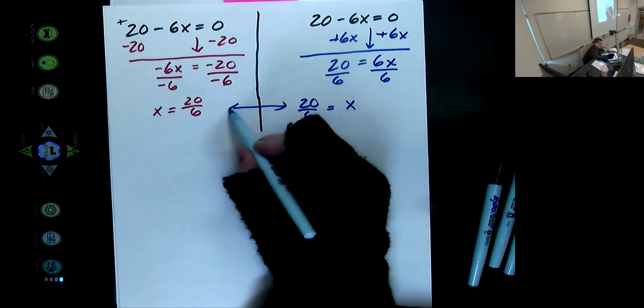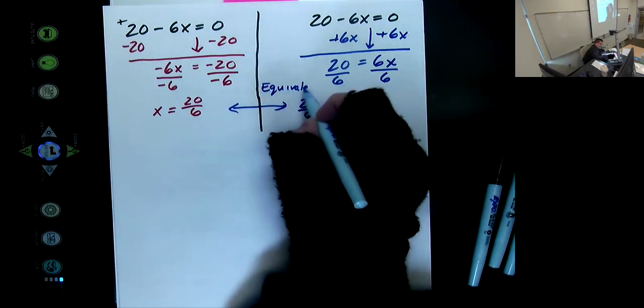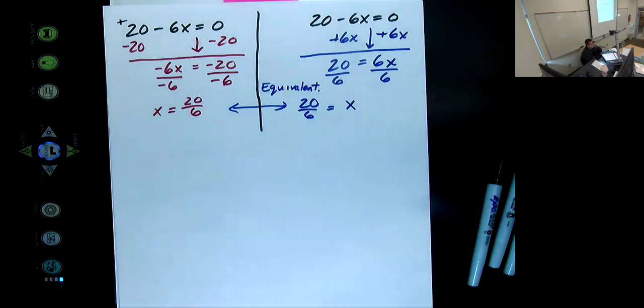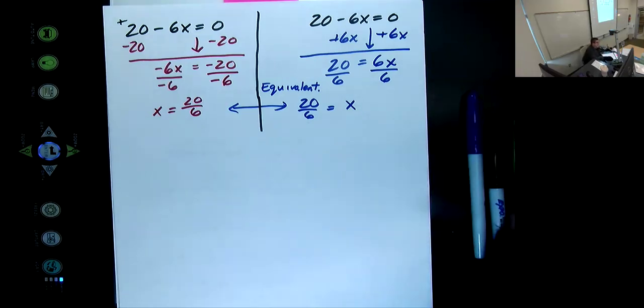These two are equivalent. You can flip which side of the fraction or the equation sign it's on without problem, as long as it's an equation sign. When we have inequalities, which we'll do another day, you have to track stuff a little bit more. Inequalities have the little alligator sign on it. All right, so we don't want to leave it as 20 over 6.